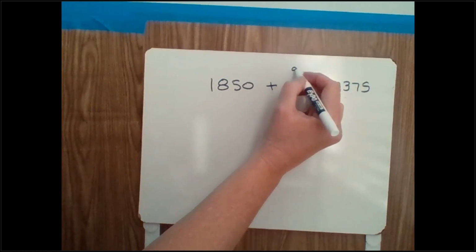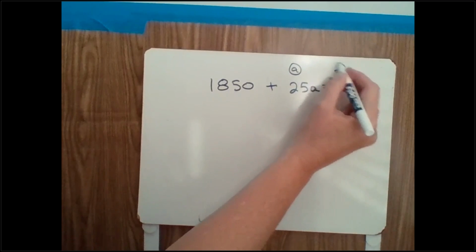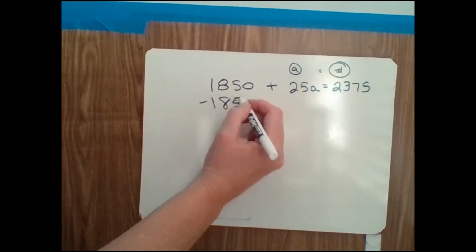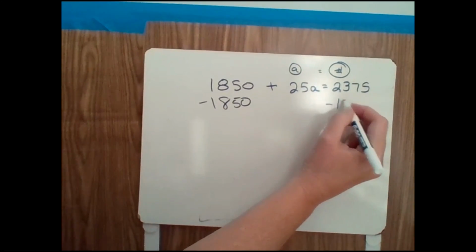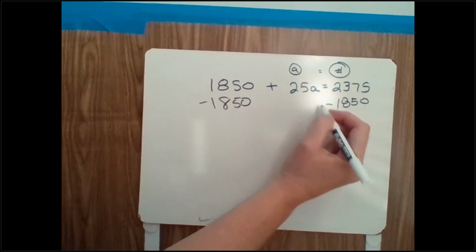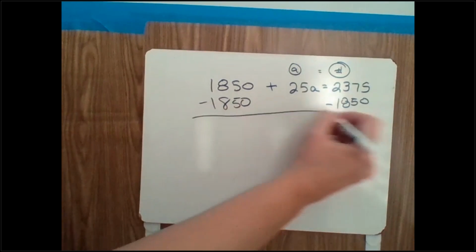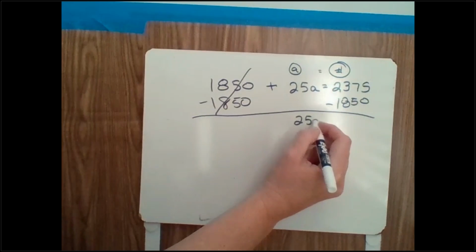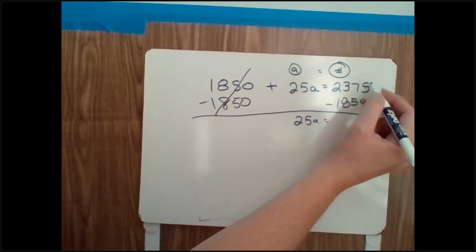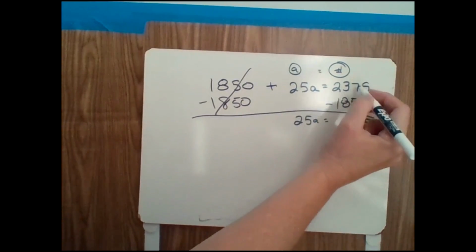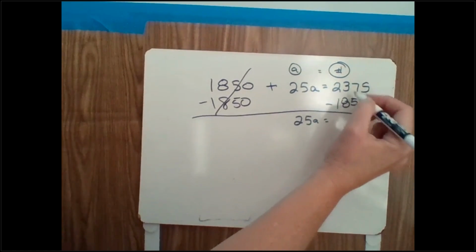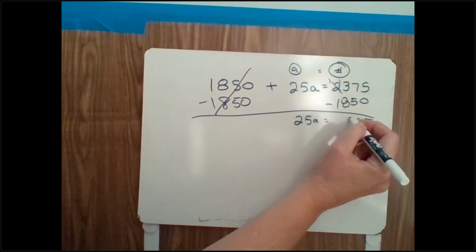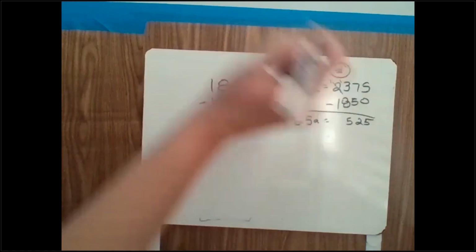So I would want my A's on the left, my numbers on the right, and I've got my equal sign. I'm going to subtract the numbers to move them from the left to the right side. That's going to cancel out. I still have my 25A. Bring down my equal sign. 5 minus 0 is 5. 7 minus 5 is 2. 3 minus 8, I can't do that, so I need to borrow. 13 minus 8 is 5. 525.